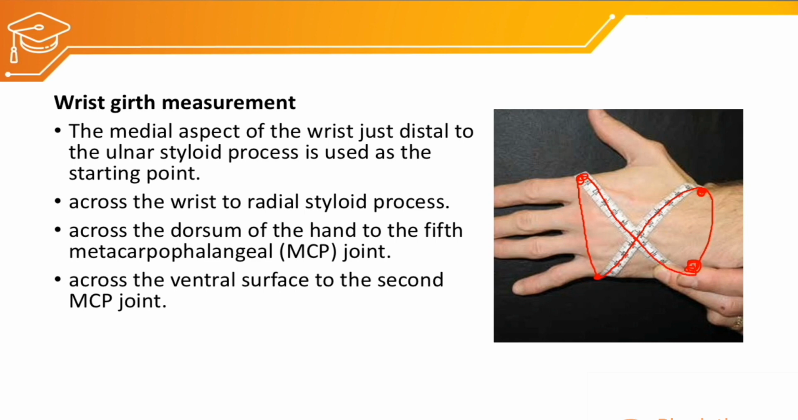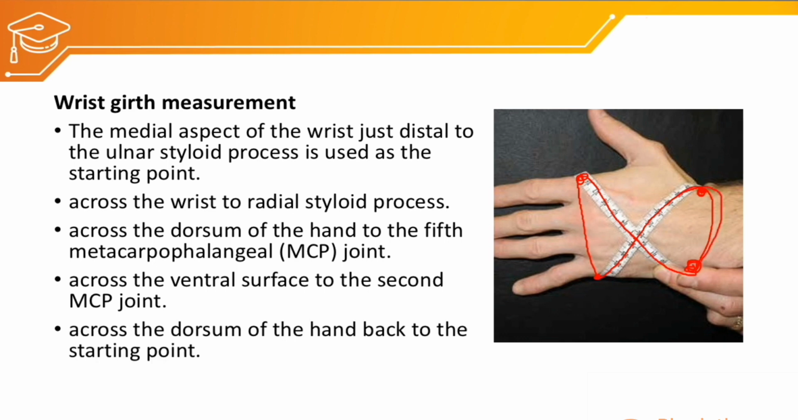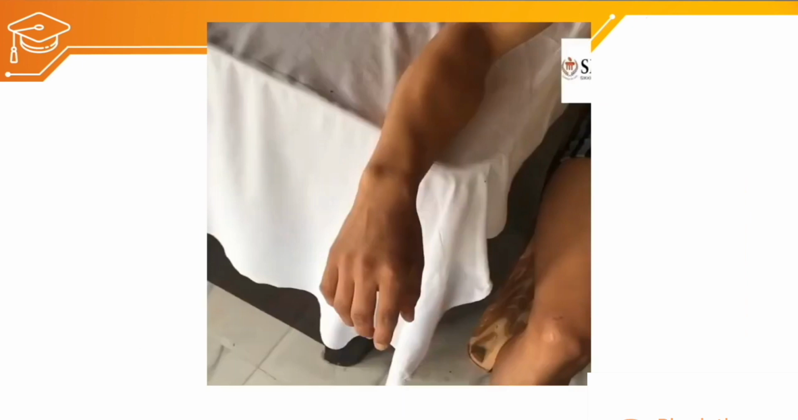So you can see here it gives a figure of 8 structure while measuring this wrist girth measurement. Therefore the name is called as figure of 8 wrist girth measurement. Let's see the video demonstration.